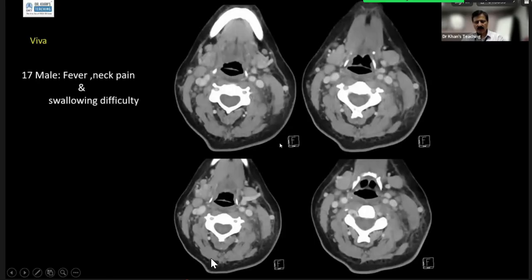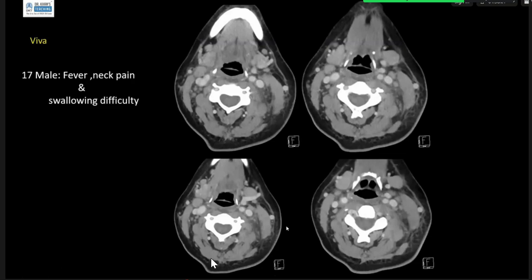Okay, candidate 2, this is your Viva case. This patient is a 17-year-old presenting with fever, neck pain, and swallowing difficulty. Now, if you see here, this is the level of the epiglottis. You can see here the level of the valleculae, glossoepiglottic. Anything in the retropharyngeal space? Over to you.